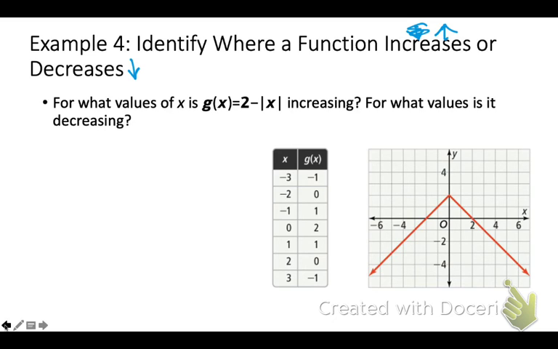I usually write INCR and DECR, increasing, decreasing. So, left to right. Is it increasing or decreasing from left to right? It's increasing, isn't it? It's going up, because you start from the left and it's going up. So from negative infinity to where?